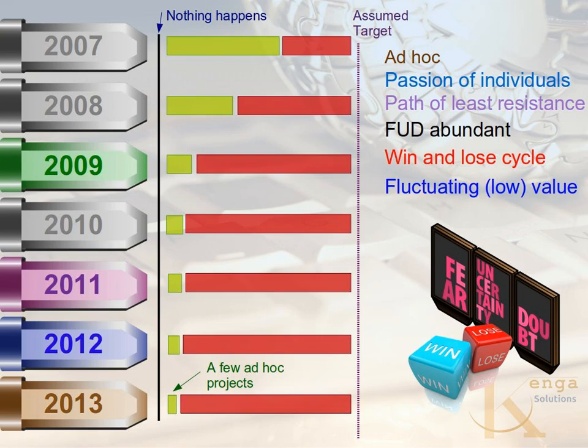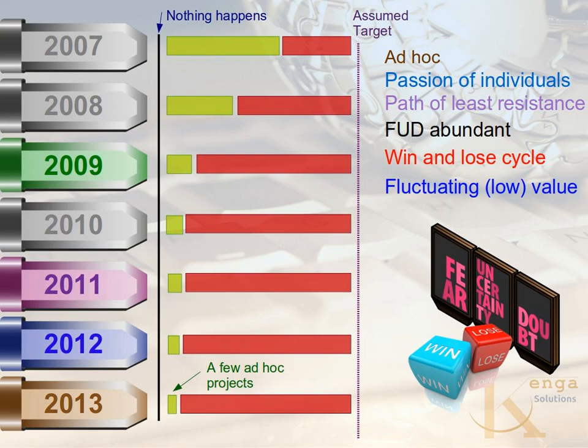So where are we now in 2013? We're not very far at all, and this is the gap. So what you can see is that our achievements have actually gone down and the gap has gotten wider. And basically what we have right now is a few ad hoc projects, and that's it. So what we have is an ecosystem that's characterized by ad hoc. It's where there are projects based on the passion of individuals, not on the policy.